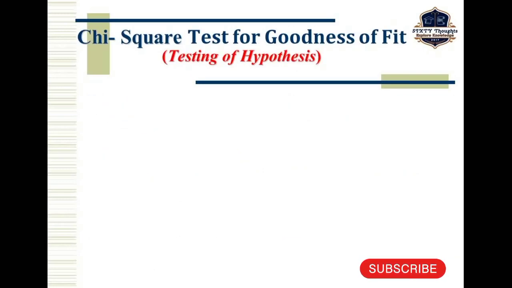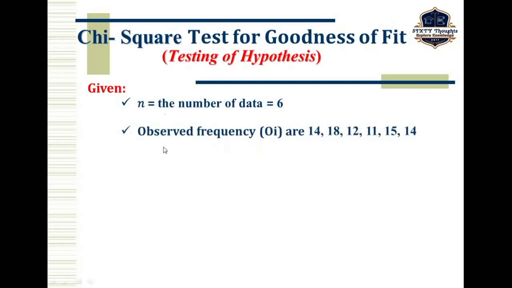First we write the values using the given statement. n equal to number of days equal to 6, and the observed frequencies, denoted by O_i, are 14, 18, 12, 11 and 14. Using this data, we are going to write step number 1.